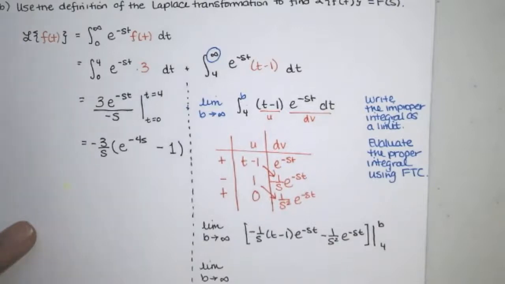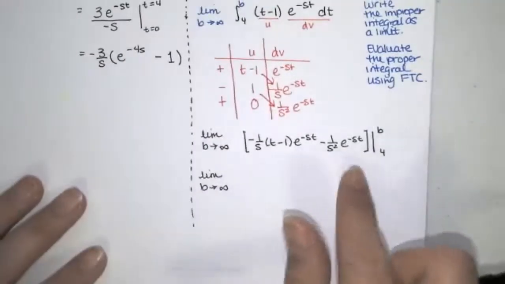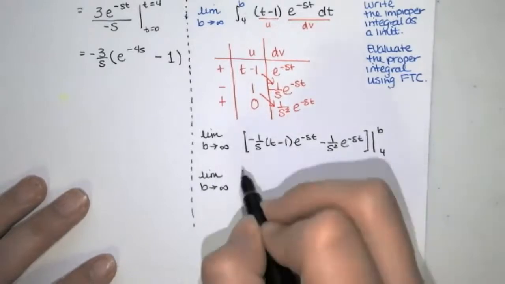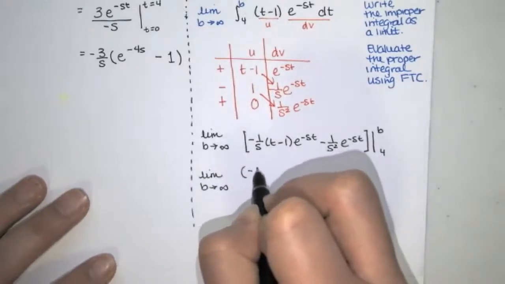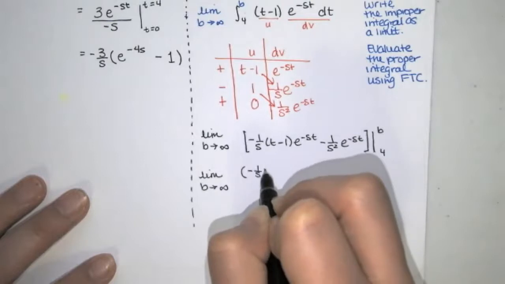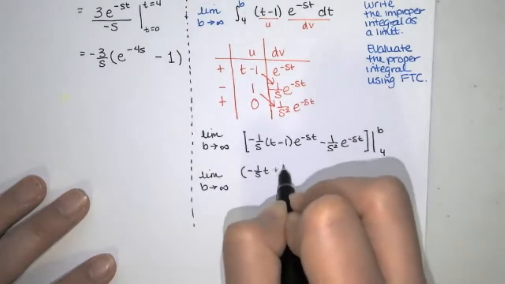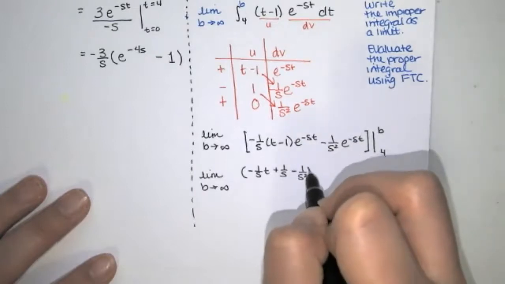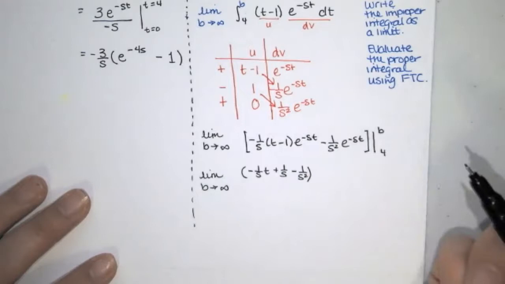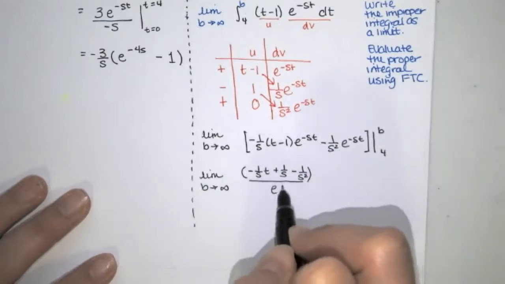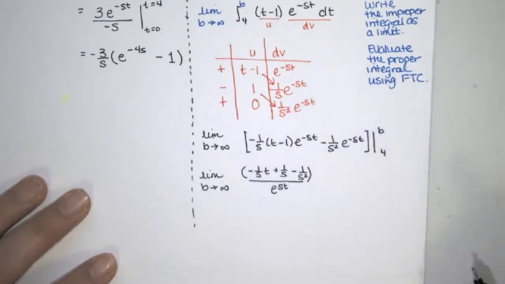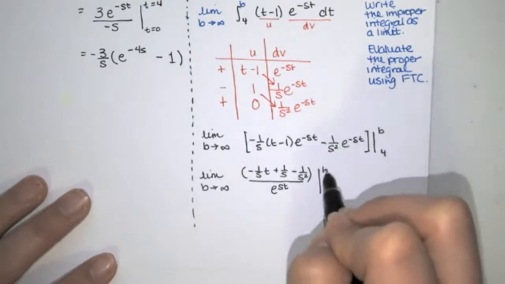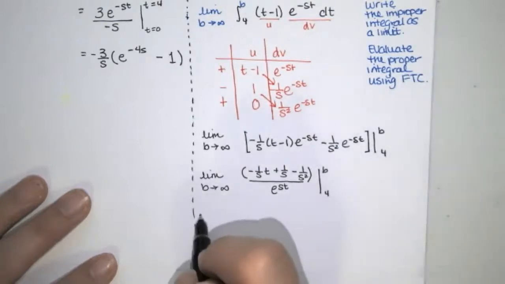Now what I would recommend is writing this with a single exponential as a factor. So we're going to factor out the e to the negative st. So we'll have negative 1 over s times t plus 1 over s, if I distribute that negative 1 over s, minus 1 over s squared, times e to the negative st, which I could write as e to the positive st in the denominator, evaluating from 4 to b.